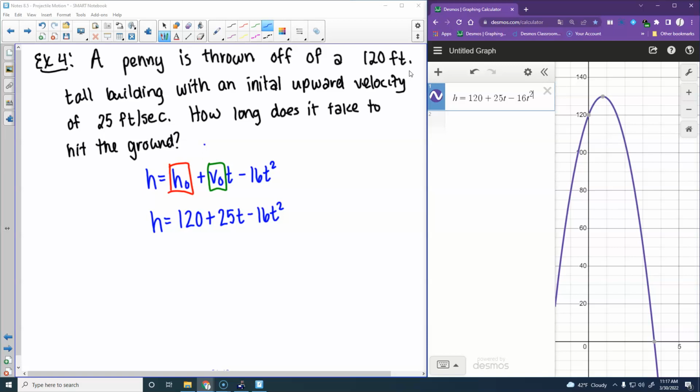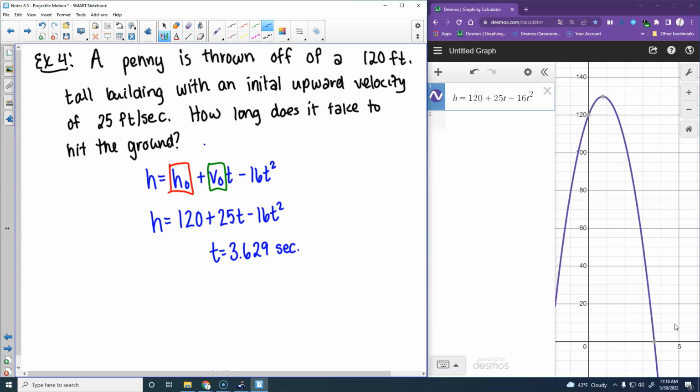3.629. Is that what you got, Wade? Yep. All right. So T is going to equal 3.629 seconds. Okay. Any questions so far?